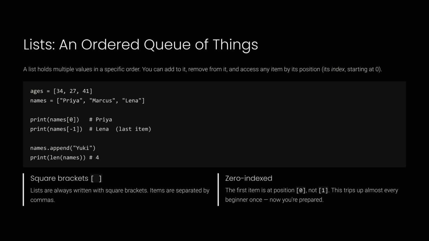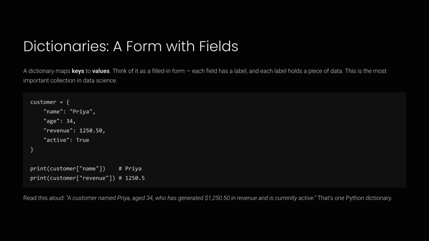A list is an ordered queue. You use square brackets and can add, remove, or reorder items. Remember, Python lists are 0-indexed, meaning the first item is at position 0. Dictionaries map keys to values, acting like a form with named fields. This is arguably the most important collection for data science tasks.